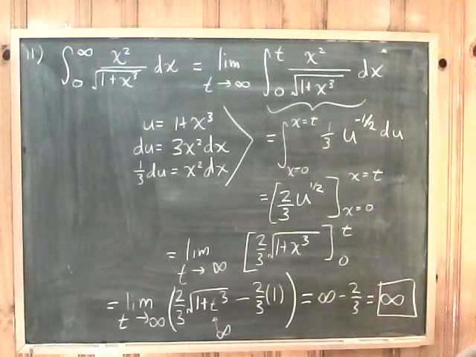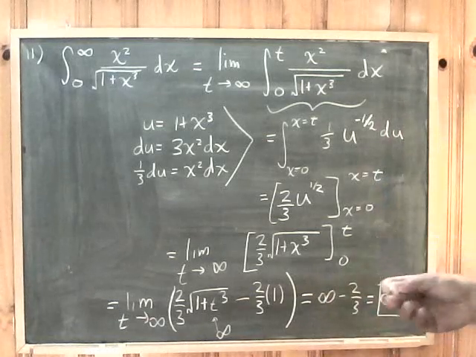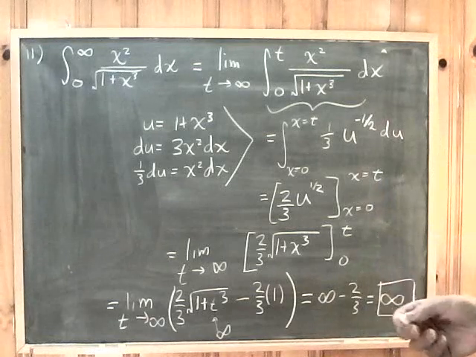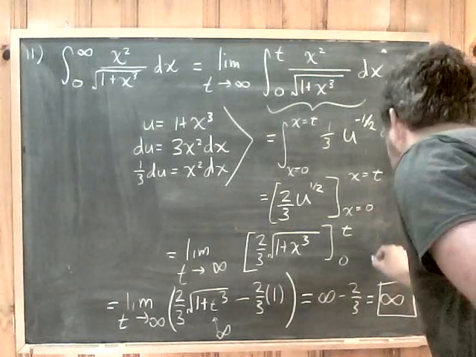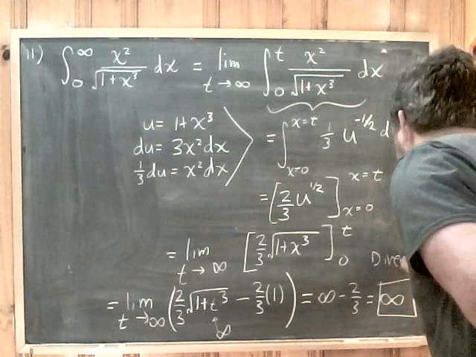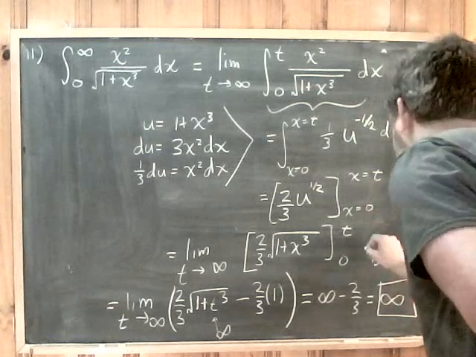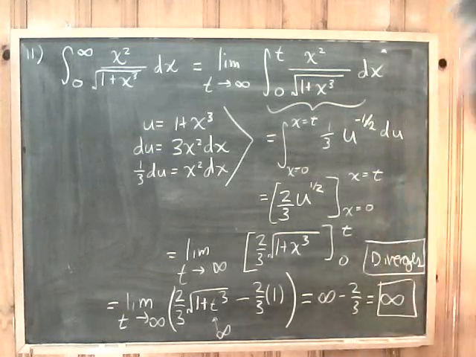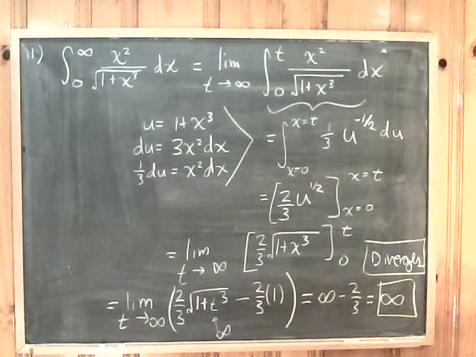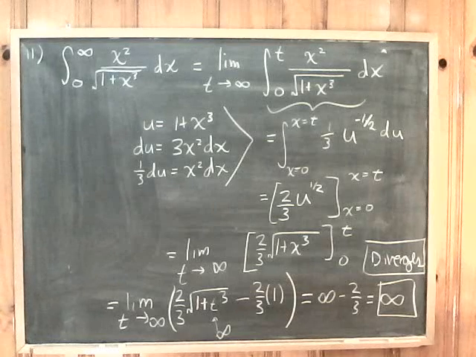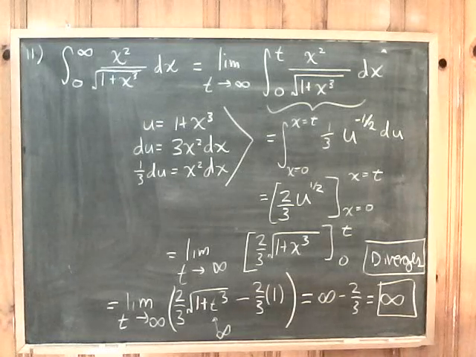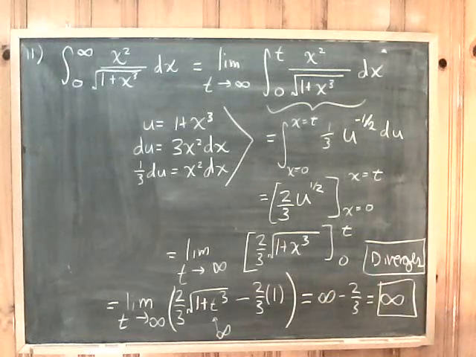So final answer is infinity, which would also mean that this is called divergent. Or you can say it diverges. All right. So that one's divergent equals infinity. Also, if you get negative infinity, you would say that would be divergent as well, but this one's positive infinity.